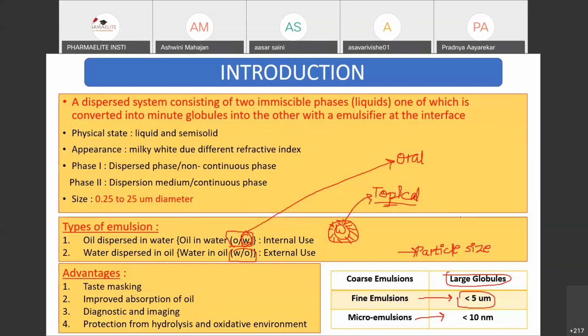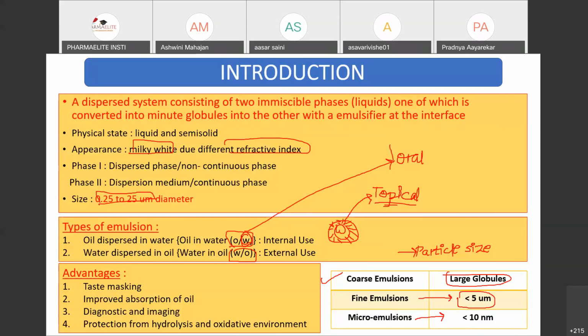So when it comes to entrance, what is important from this particular slide? I should know about coarse emulsions, large globules, fine emulsions, less than 5 micrometers. Microemulsions, meaning less than 10 nanometers. I should know that the appearance of emulsions is mostly milky white, which is due to the difference in its refractive index. Rest, the size is between 0.25 to 25 micrometers.